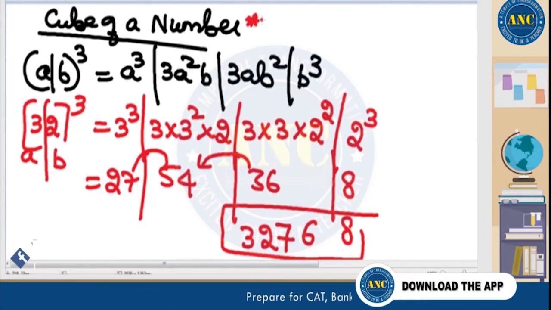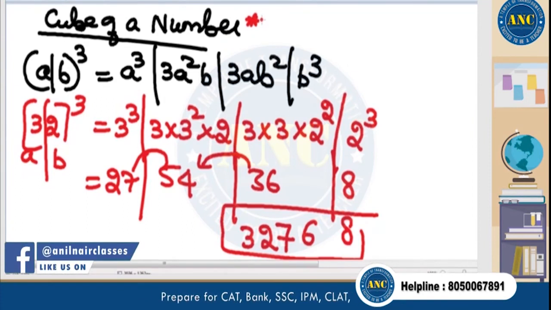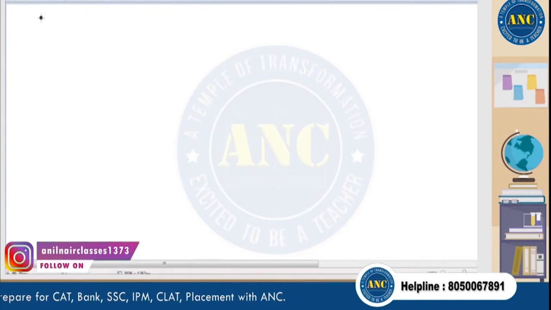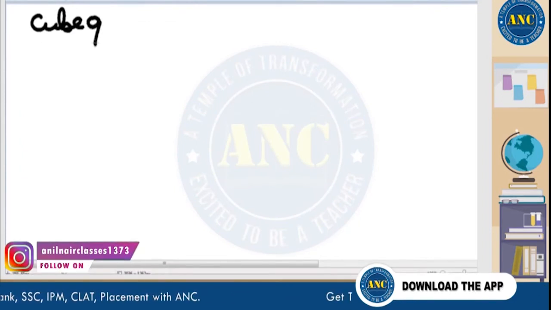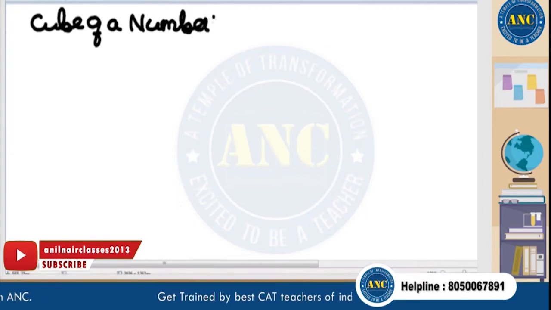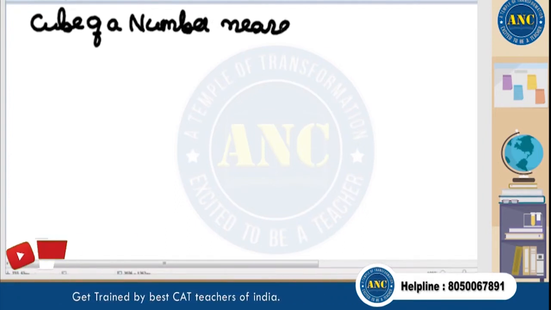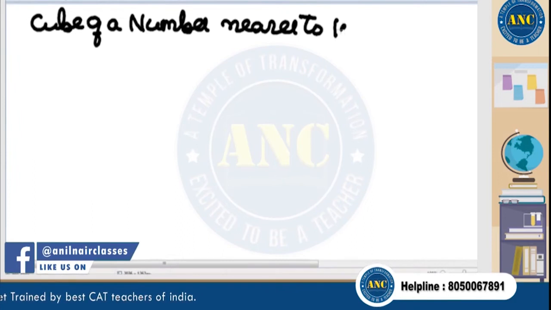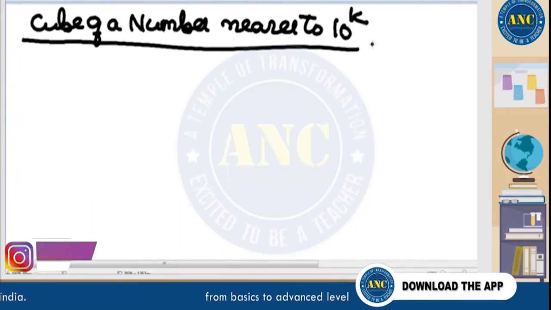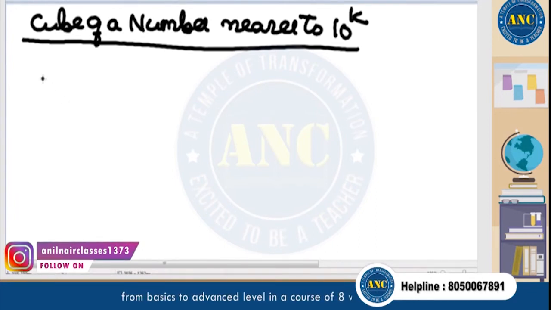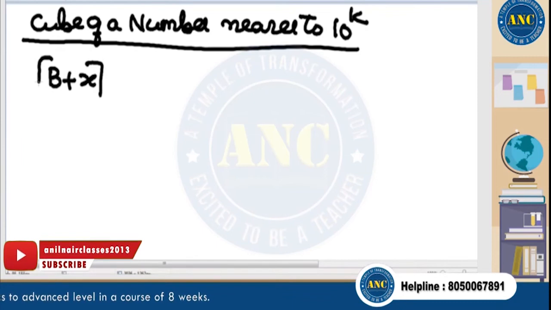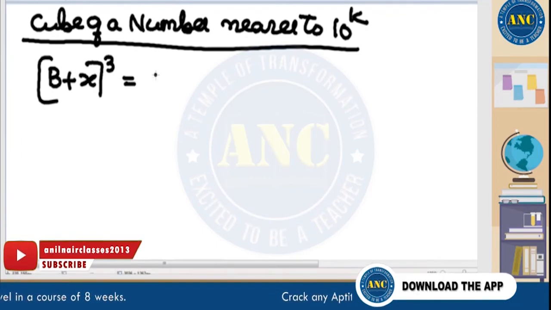Now next one, which is extremely used in your compound interest. Please write down. How to find the cube of a number nearer to 10 power k. First logic. First listen, sir. You will be able to say the answer orally.